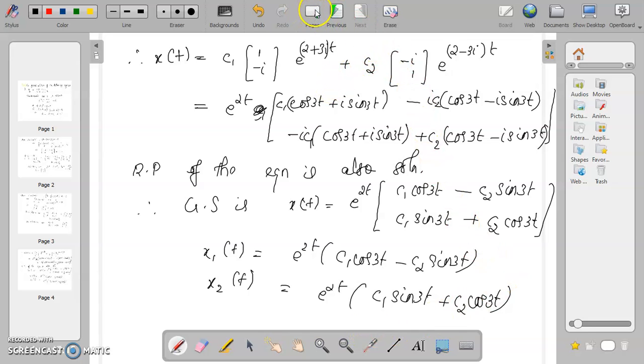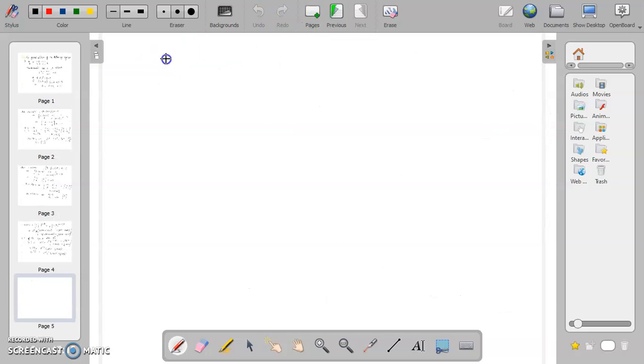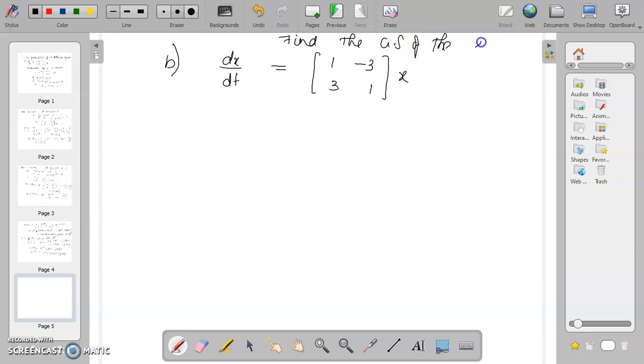And now one more problem, so I want you to do this as an exercise. So please work out the problem in your notebook. So find the general solution of dx by dt equal to the matrix 1, minus 3, 3, 1, times x. So kindly solve for this. So find the general solution of the system. So please solve for this one also. Thank you.